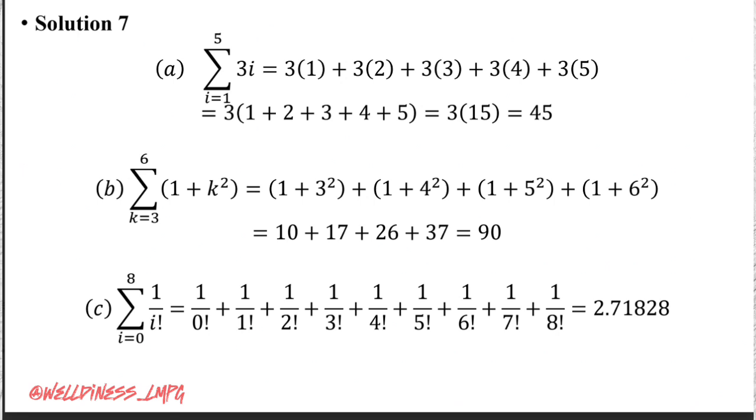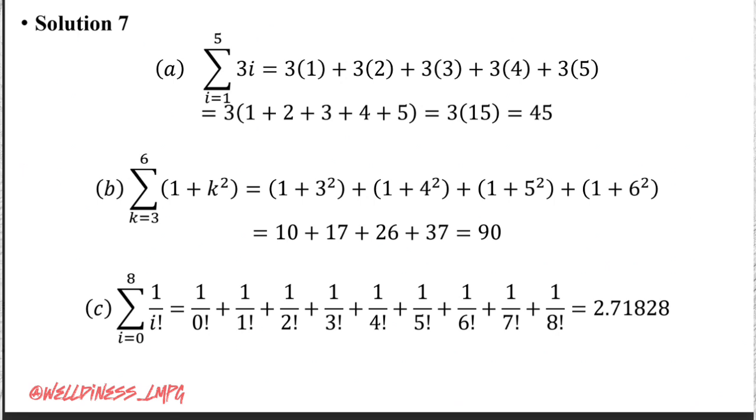So for the first one, all you have to do is just substitute 1 up to 5 everywhere you see i, and you sum them. So in this case, once you put 1 in i, you're going to have 3 times 1, 3 times 2, 3 times 3, 3 times 4, 3 times 5. But in this case, they brought out 3 since 3 is common, and they added 1, 2, 3, 4, 5, and it got 15, and 3 times 15 will give 45.